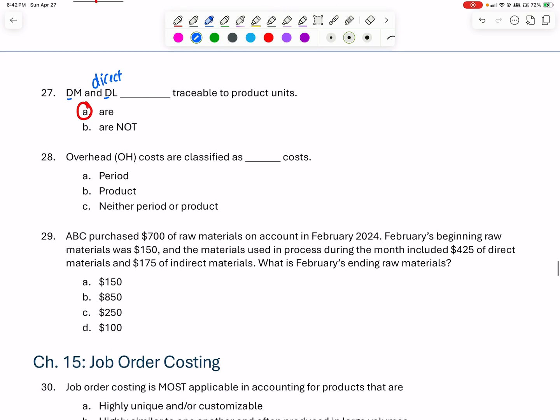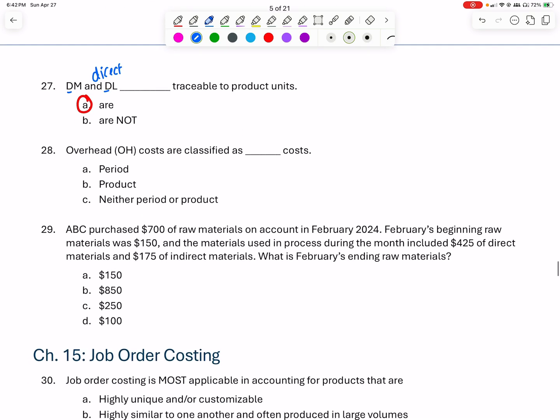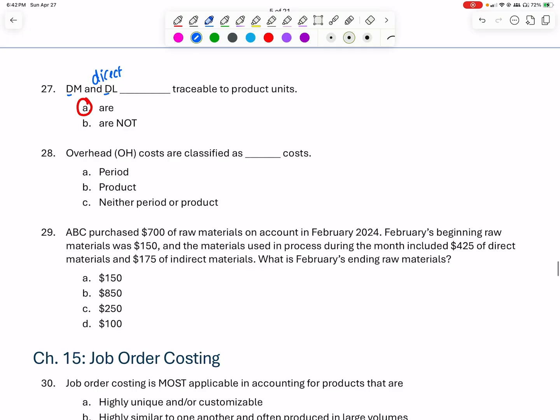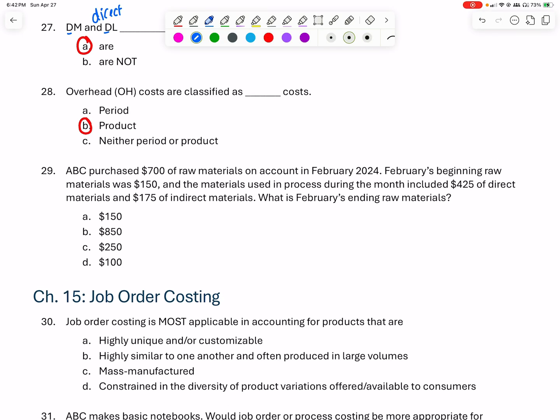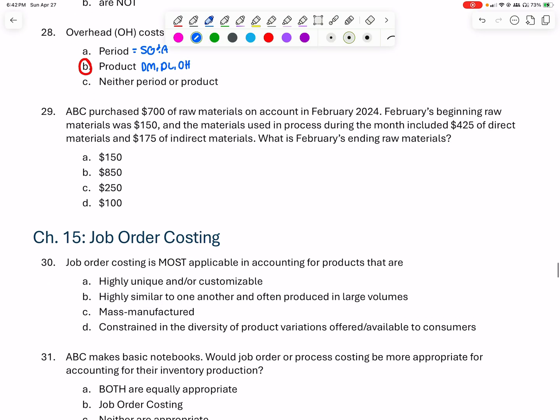Overhead costs are classified as period, product, or neither? So overhead, it's indirect, but it is still a product cost. Period costs would only include SG&A. Product costs are direct materials, direct labor, and overhead.